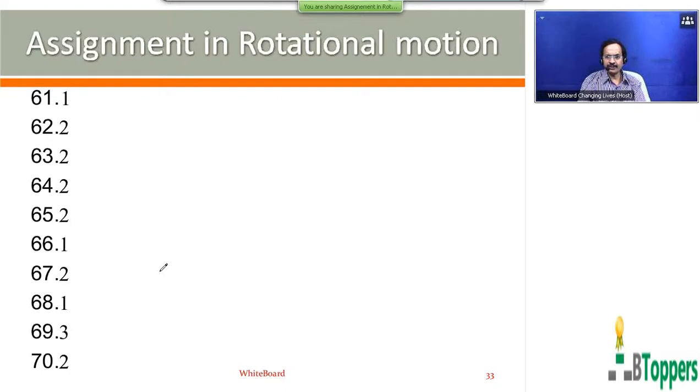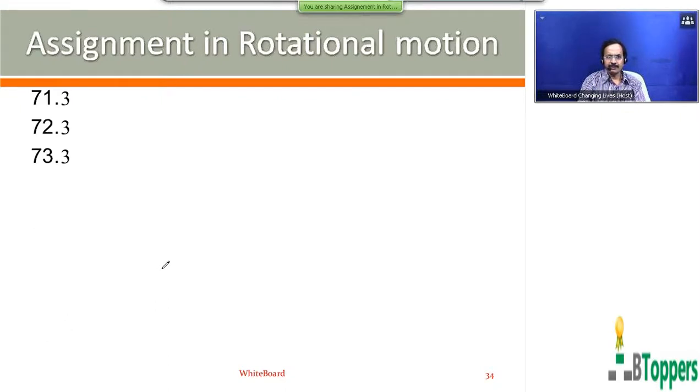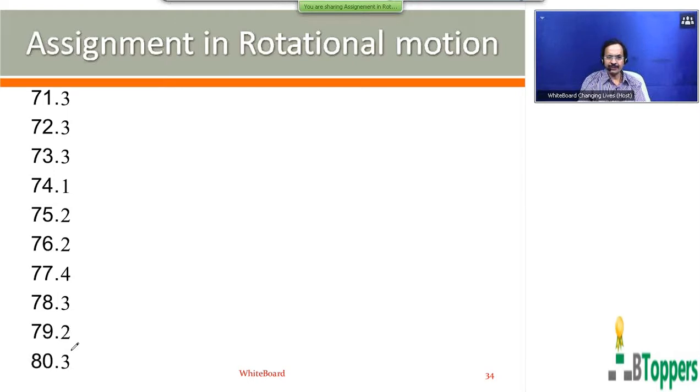So I am going to next show the answers for questions 71 to 80, for next 10 questions. For next 3 questions, 71, 72 and 73, third option is answer. For 74, first option is answer. For next two questions, 75 and 76, second option is answer. For question number 77, fourth option is answer. For question number 78, third option is answer. For 79, second option is answer. For question number 80, third option is answer. So come on, finish marking the answers.